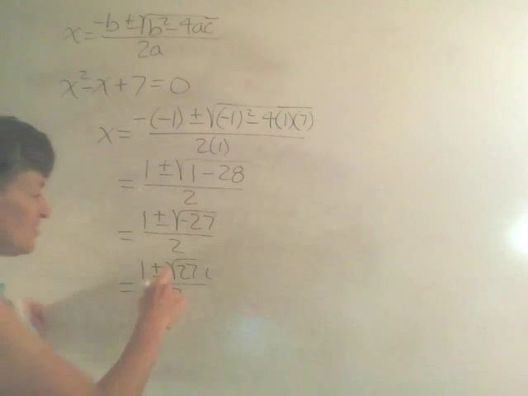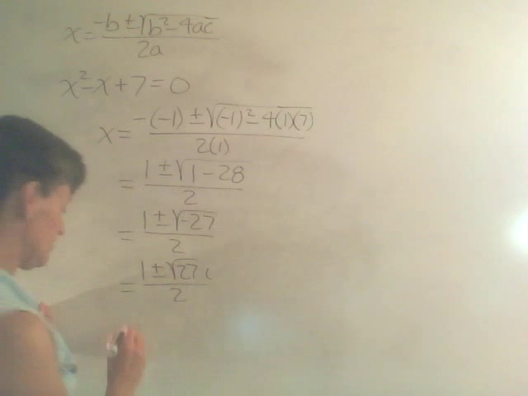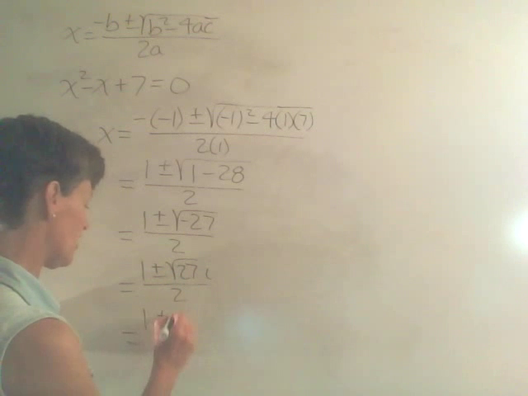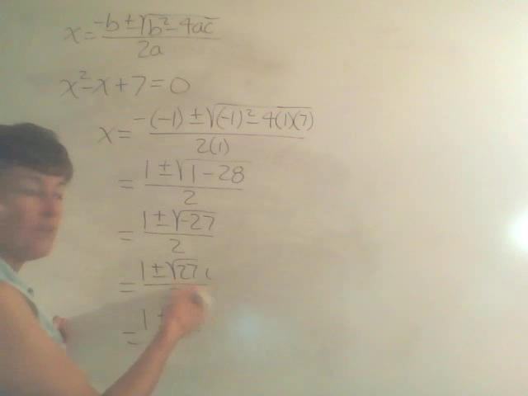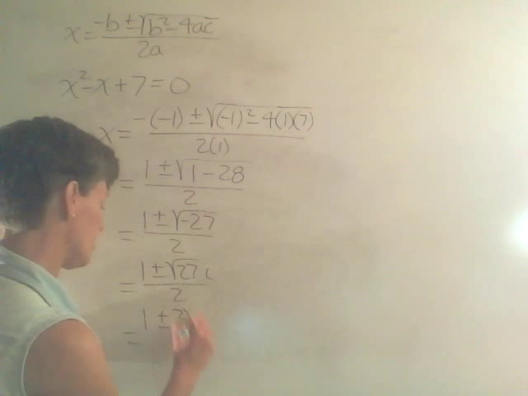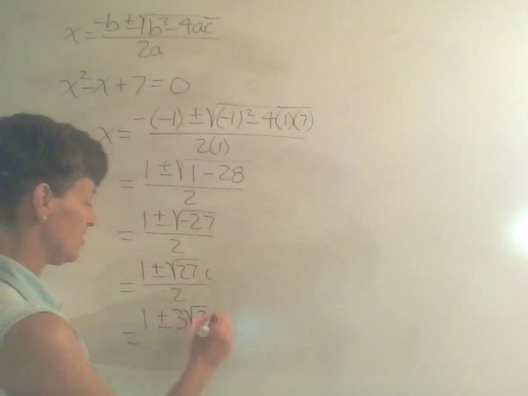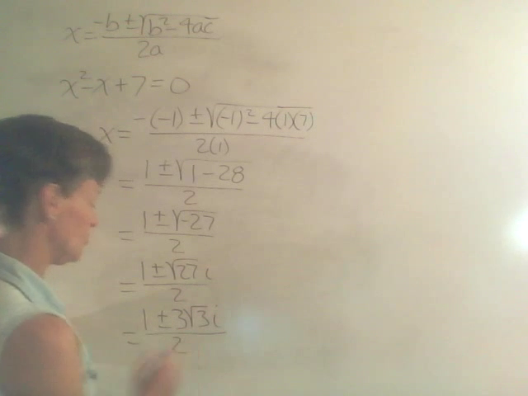All right, I need to simplify my square root of 27. So that's going to be 1 plus or minus, now 27 is 9 times 3. I can take the square root of 9. The square root of 9 is 3, so I'm going to pull that out. I'm going to have the 3 left in there, and then i over 2.